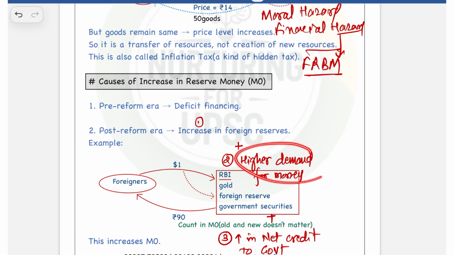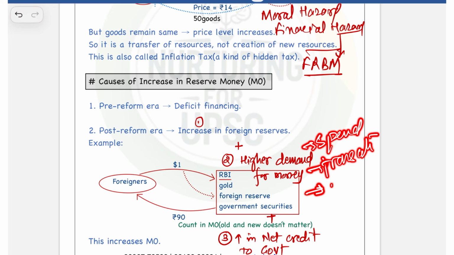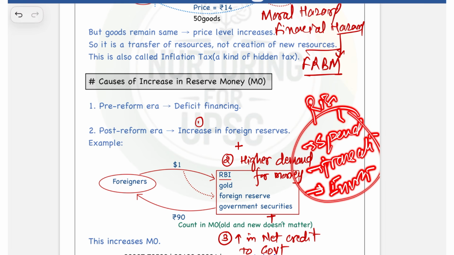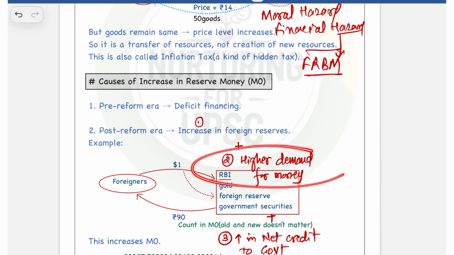Second, there is inherent higher demand for money. What does inherent higher demand for money mean? People need money to spend. People need money to make transactions. People need money to make investments. Since there is a rising middle class, a rising consumerism, a rising growth story of India's economy, everything means that there is a higher demand for money, and this higher demand for money actually leads to higher reserve money.